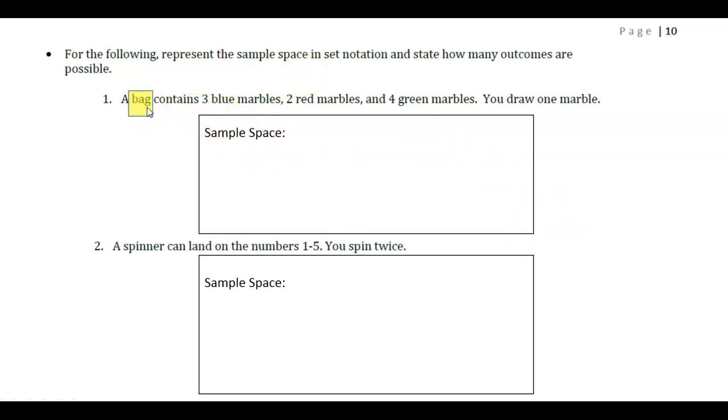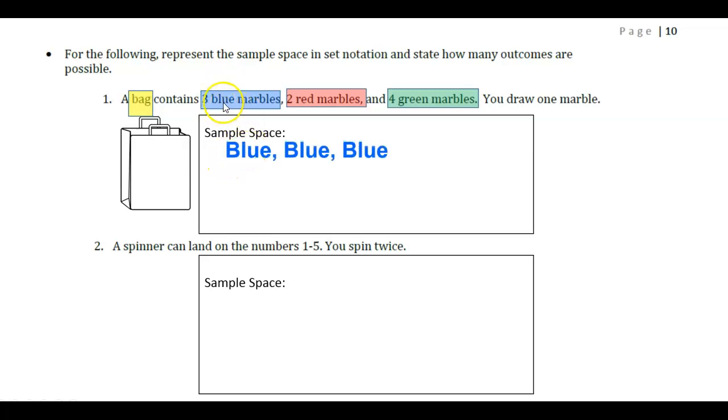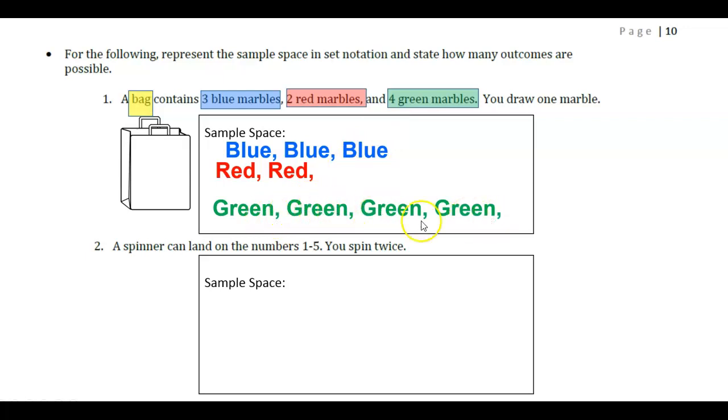So let's imagine there's a bag. See, wow, it's on the screen. And we have 3 marbles that are blue, 2 that are red, and 4 that are green. Highlight, underline, do it now. Hopefully you did one of the two, because we're about to list some stuff. There are 3 blues, so blue pops up 3 times. There are 2 reds, so red pops up twice, and 4 greens. There they are. You don't have to color code it in your notes, but there they are.